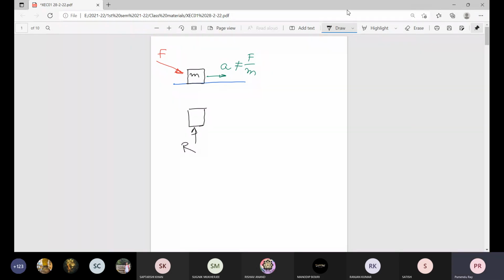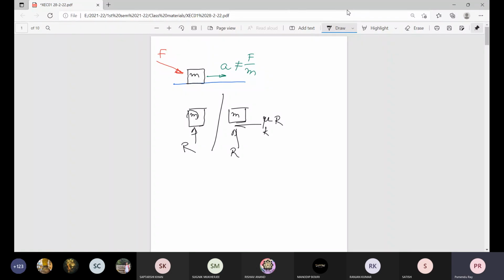This normal reaction. Not necessarily. There may be some other resistance also. Friction. Now, what about this friction when it is moving? Definitely, it is not the static coefficient of friction. It will be kinetic. Kinetic or kinematic? Kinetic, sir. Anyway.